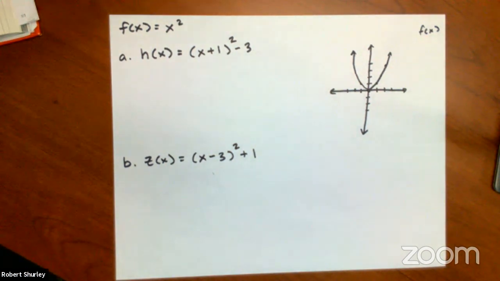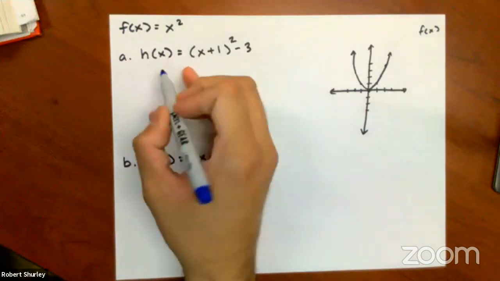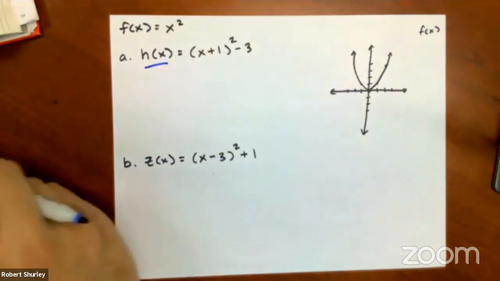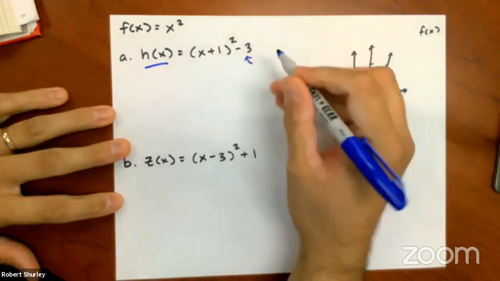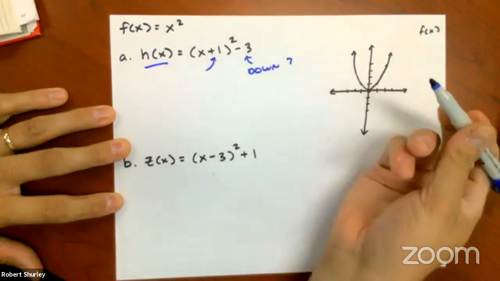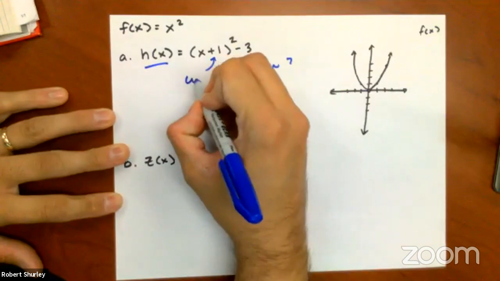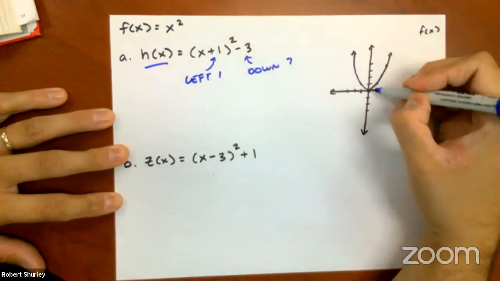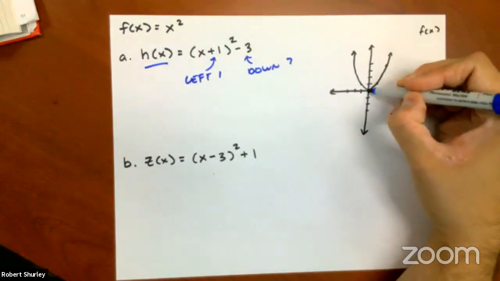Get it? Make sense? Well, let's see if we got it. Okay, so let's do h of x first. I know with h of x, the minus 3 on the outside means I need to go down 3. And then the plus 1 on the inside means I need to go to the left 1. So I'm going to take this graph.